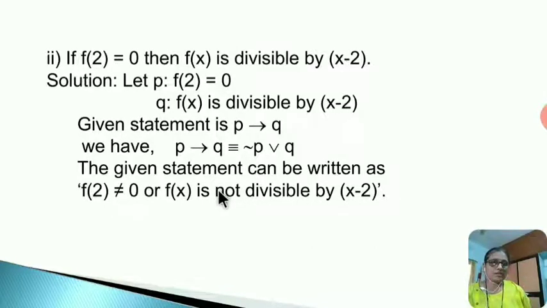Here, in "is divisible by," by mistake I wrote a not here, but rub that not out in your notebook. Remember, I read the corrected statement here: f of 2 not equal to 0 or f of x is divisible by x minus 2. Again see what I tell, the corrected statement: f of 2 not equal to 0 or f of x is divisible by x minus 2.